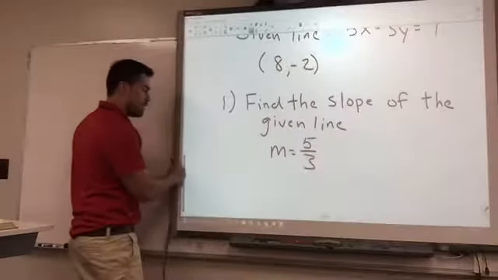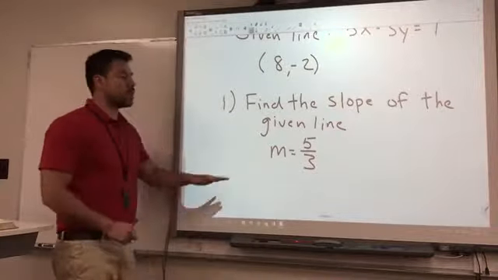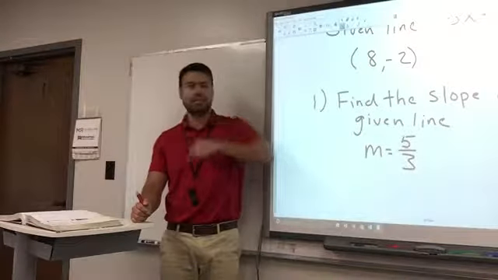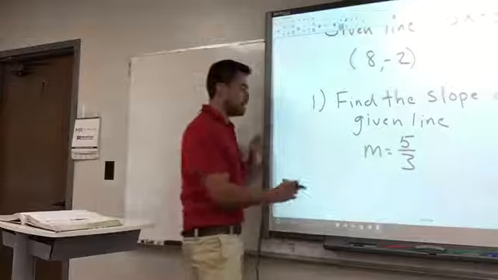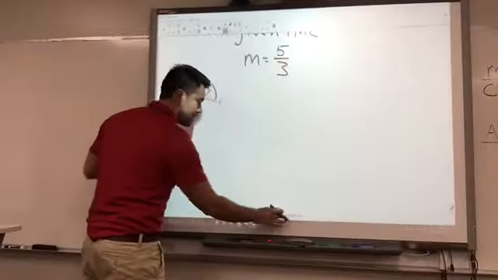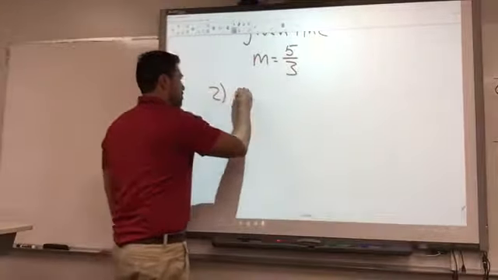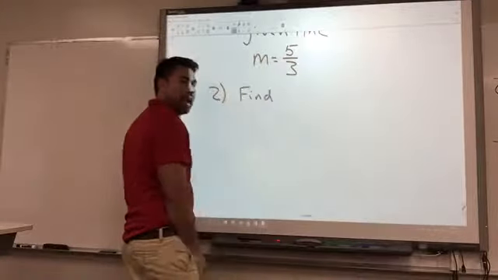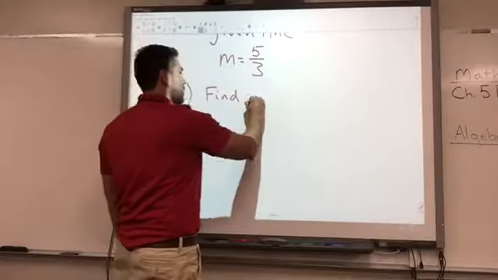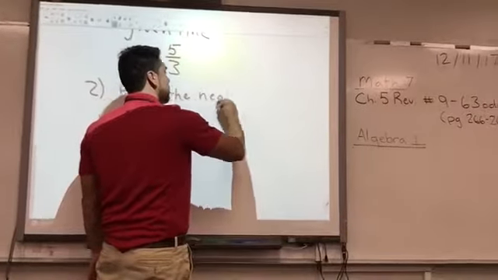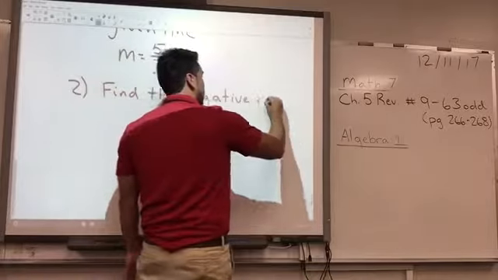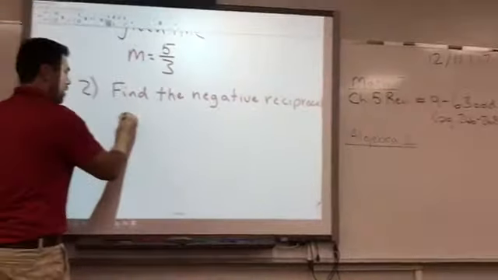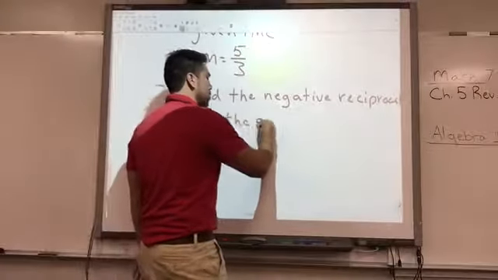Good. Now that's the slope of the given line. Is the slope of the given line the same as the slope of the line I want? No, there's the negative reciprocal. Okay, that's your second step. Get the negative reciprocal of that slope. Fine, and it's longer to write the instructions than it is to actually do that step. Find the negative reciprocal of the given slope.